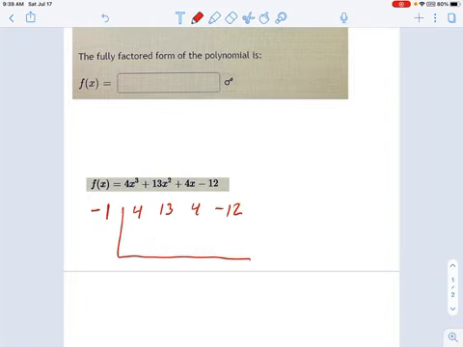I like to go with the whole numbers before I get into fractions. Getting into fractions is kind of scary. We'll get to it, but I try to avoid it. So if I plug in 2, remember that remainder trick? Look at this. 4 times 2 cubed, I don't know what that is off the top of my head, but it's big.